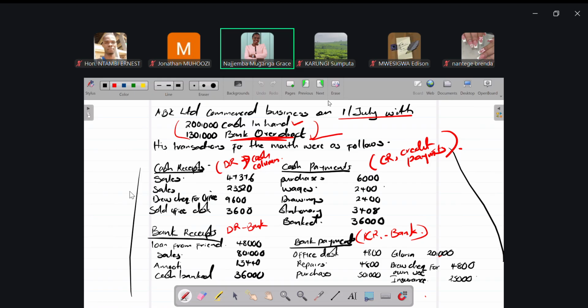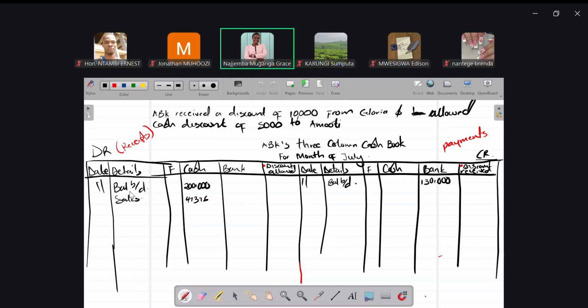What do we put under folio? GL1. So folio acts as a reference for these other accounts. For instance, when we say we have sales that were made of 47376, where can we find this account? You can simply just name it GL1.